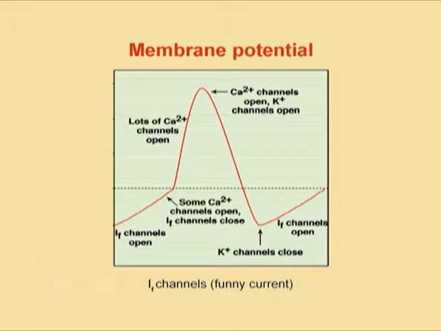If you look at this diagram carefully, you will be able to make out that there are some channels, called the If channels, also referred to as the funny current channels, that open. This leads to depolarization and influx of calcium ions. Lots of calcium channels open, leading to plentiful calcium entering the sarcoplasm. Then later on the potassium channels open and then the potassium channels close.